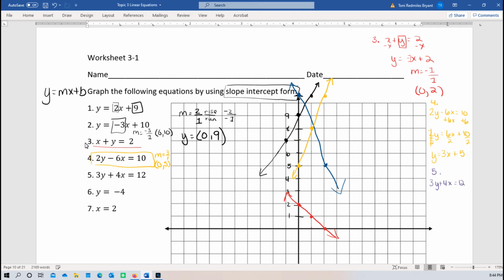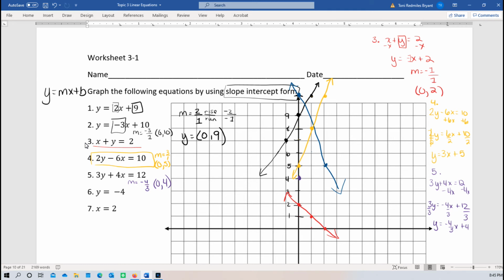Got to rearrange again. All right, we got to subtract 4x from both sides, leaving me with 3y equals negative 4x plus 12. Divide out the 3, and we're going to get y equals negative 4 over 3x plus 4, because 3 goes into 12 4 times. I'm just going to leave that as a fraction, because that actually makes my slope easier. So I'm going to go down 4 as I run or go over 3, and my y-intercept is going to be at 0, 4.